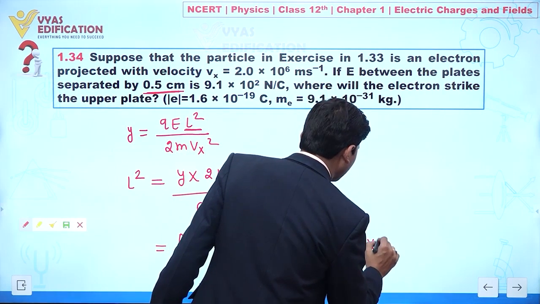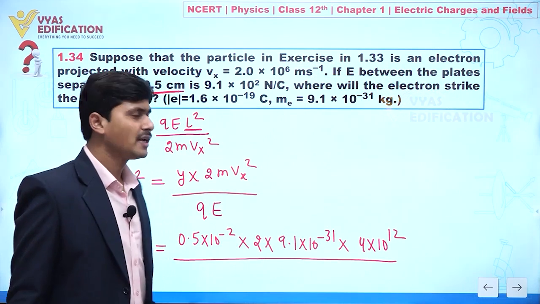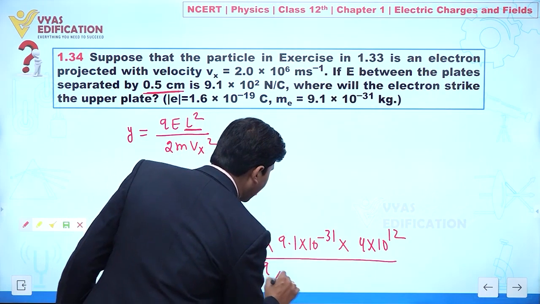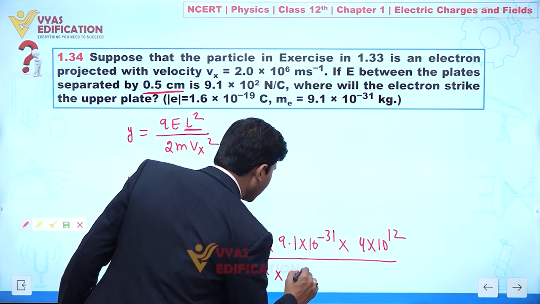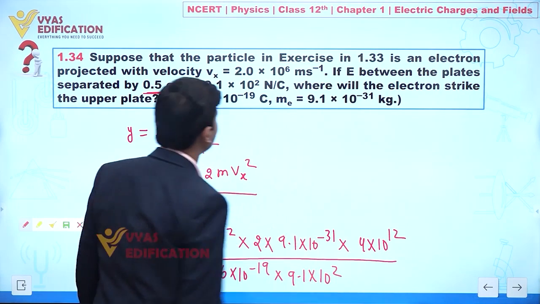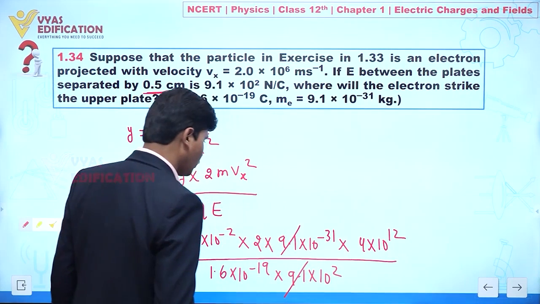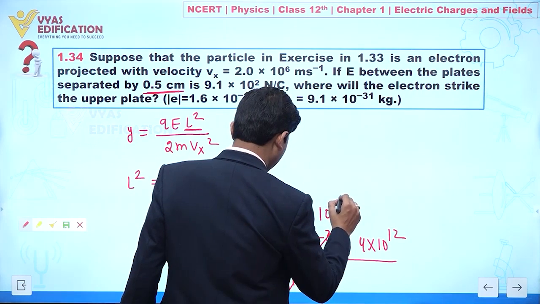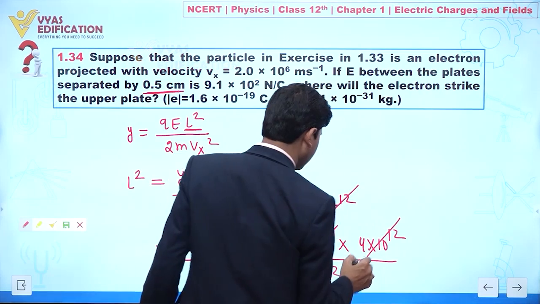So we can write 4 into 10 to the power 12. Clear? Divided by the charge of an electron, 1.6 into 10 to the power minus 19, and the value of the electric field, which is given as 9.1 into 10 to the power 2. Clear? So now if you calculate, this one and this one cancel out, this is minus 19 and this is minus 12. Yes or no? So this one and this one are cancelled out.